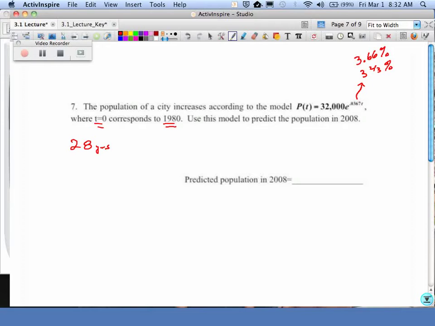So what we're going to do is take our population for 28 years is equal to 32,000 e to the 0.0367 times 28. What do you get? $89,419. Okay. Predicted population.